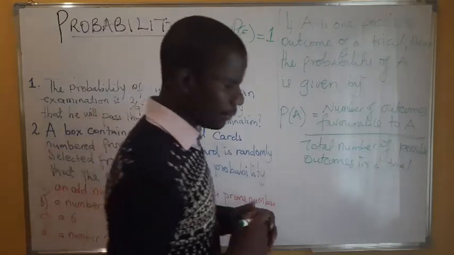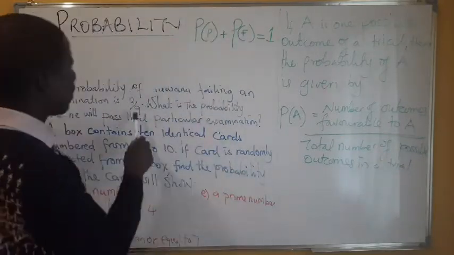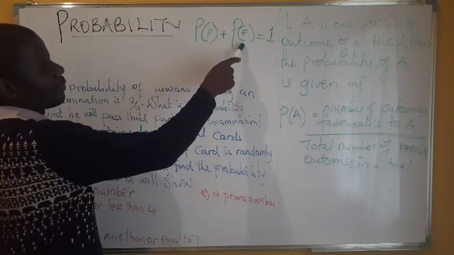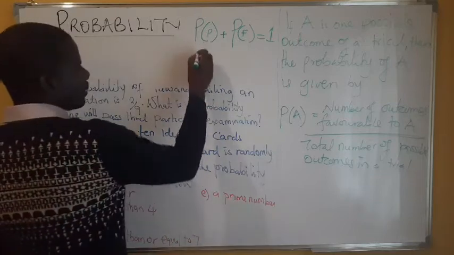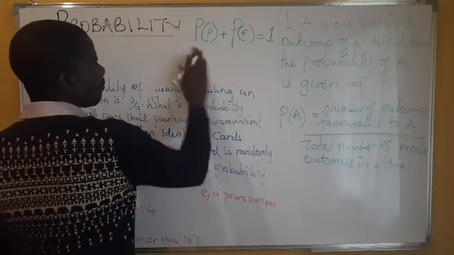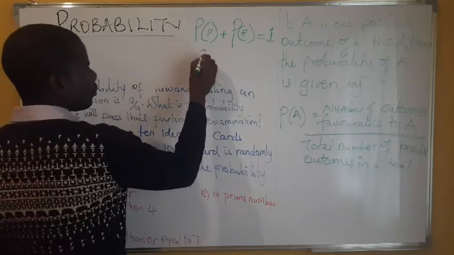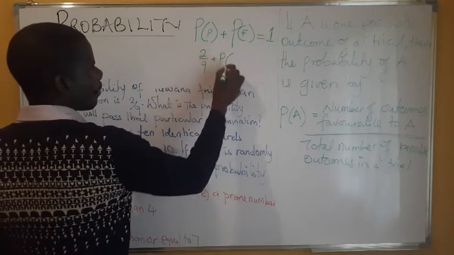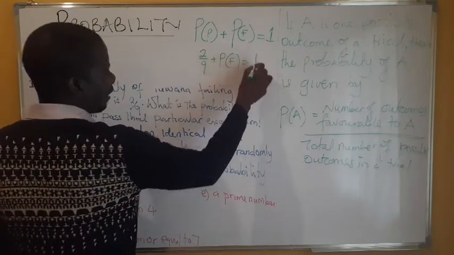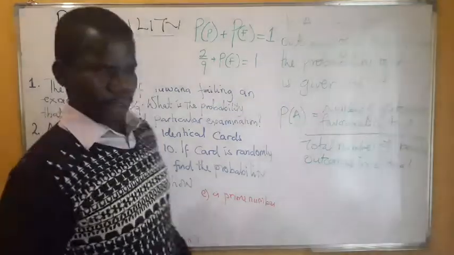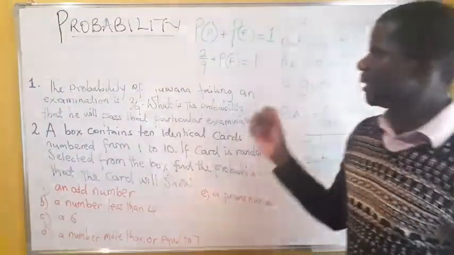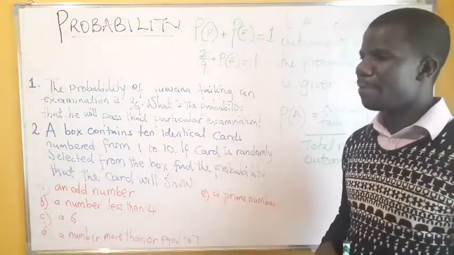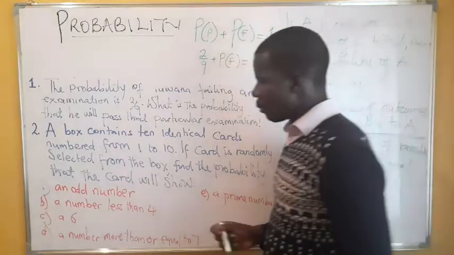So when you are given one probability, for instance, the probability that this person is going to pass, the probability of passing has been given as 2/9, plus the probability of failing, which hasn't been given, equals 1. So how are we supposed to find that probability? This question is very common in grade 12 exams, paper 1. So what are we going to do?